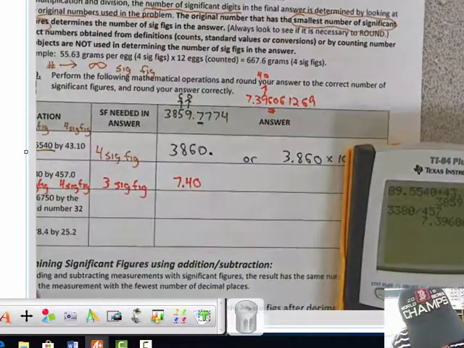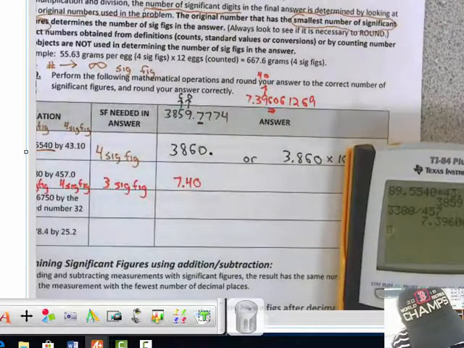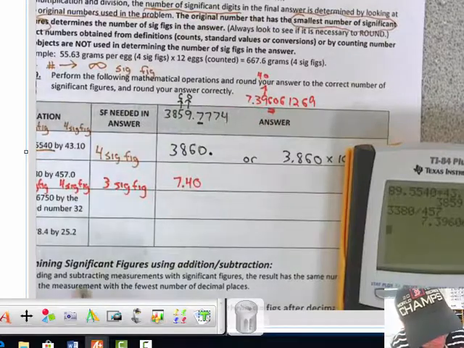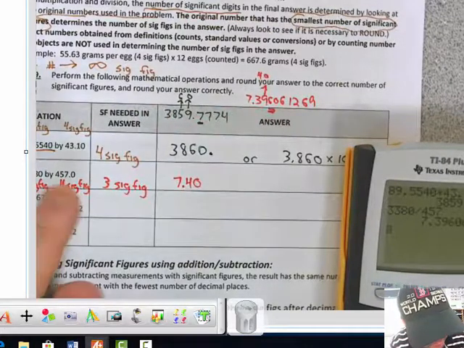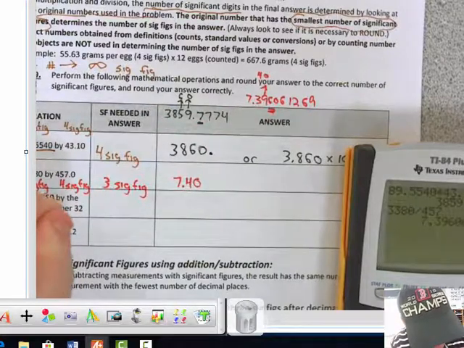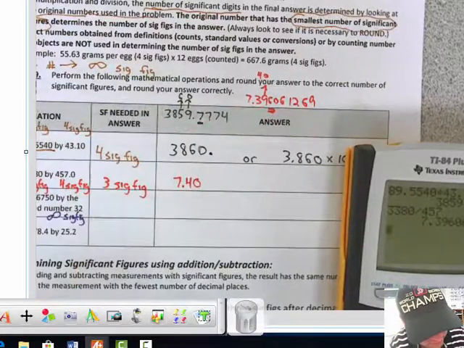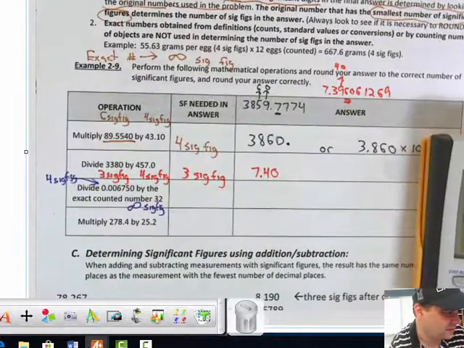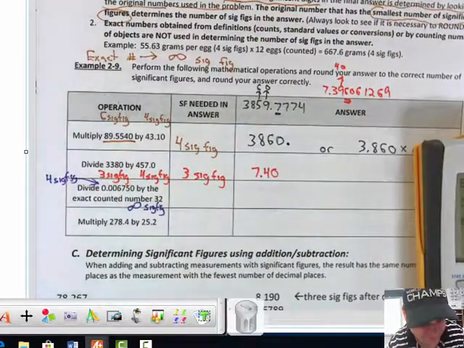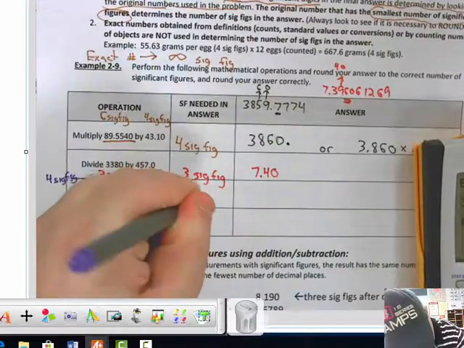0.006750. This one has 4 sig figs. Divided by the exactly counted number of 32. This one has infinite sig figs. So what is less between 4, sorry you can't see what I'm writing here, and infinite? Why 4, of course.